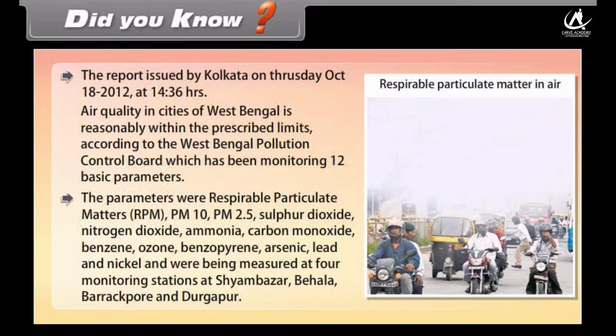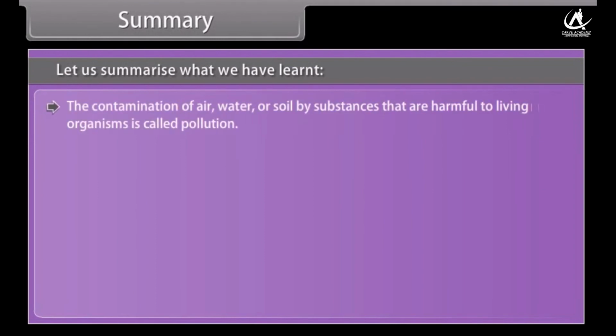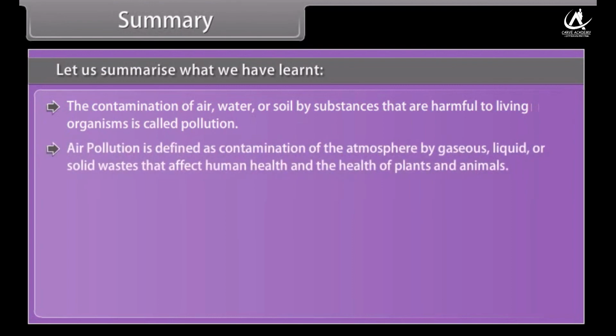Summary. Let us summarize what we have learned. The contamination of air, water, or soil by substances that are harmful to living organisms is called pollution. Air pollution is defined as contamination of the atmosphere by gases, liquid, or solid wastes that affect human health and the health of plants and animals.